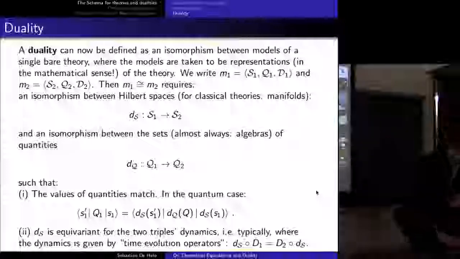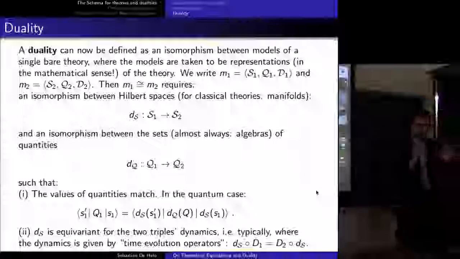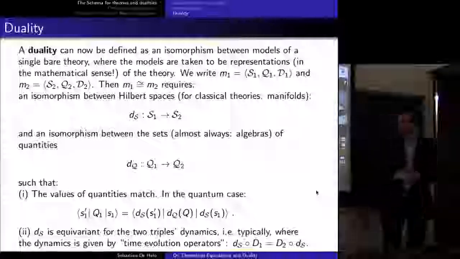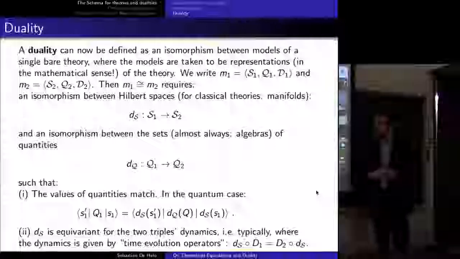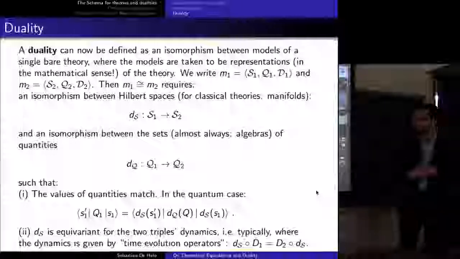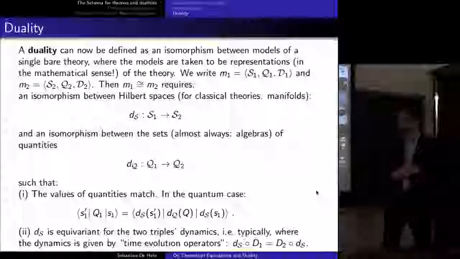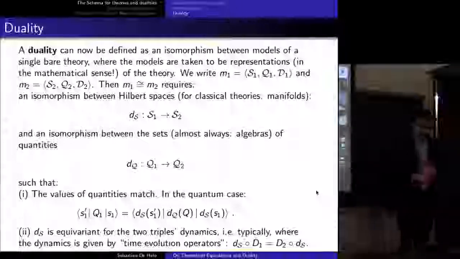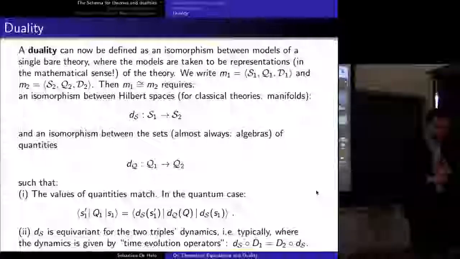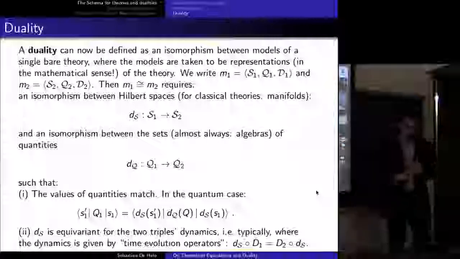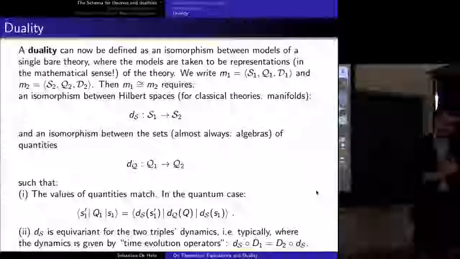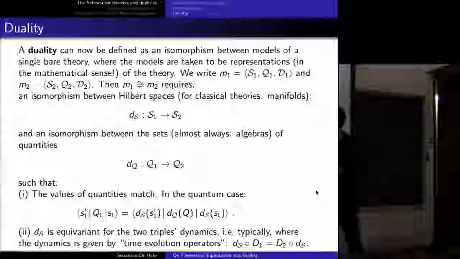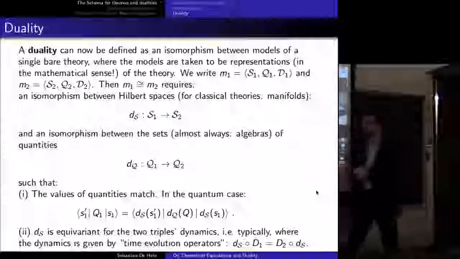So that is basically the distinction between the formal framework, the bare theory, and the interpretation. So now I'm going to say what a duality is, and so now we come into our topic of dualities. A duality can be defined as an isomorphism between models of a single bare theory, where the models can be taken to be representations in the mathematical sense of the theory. So we write M1 and M2, so they are both triples, so these are two models.